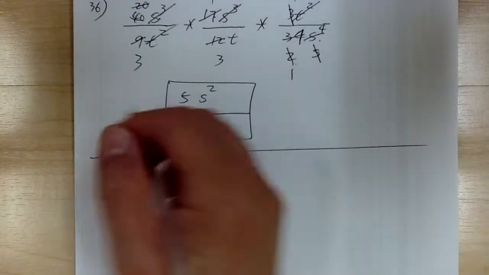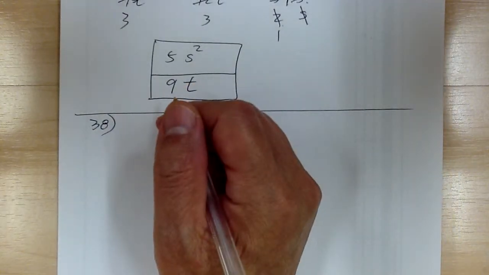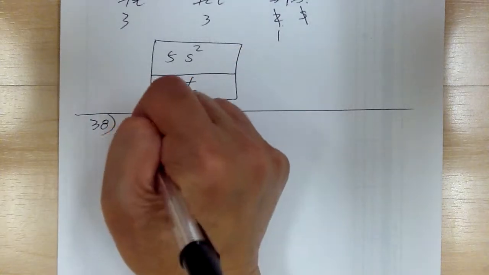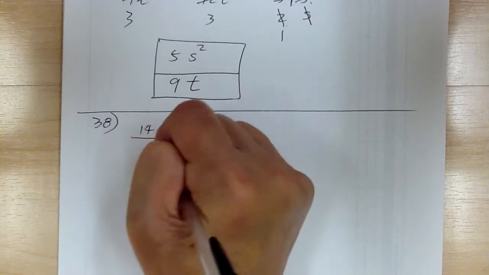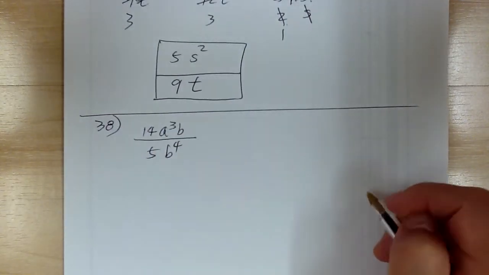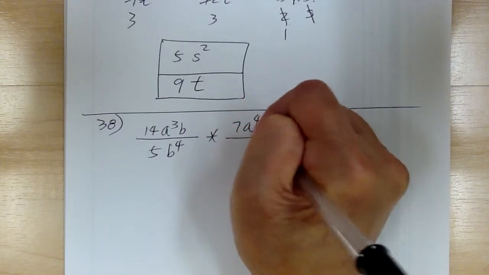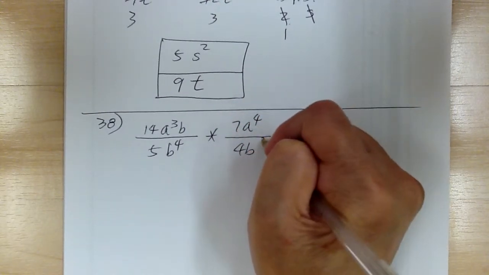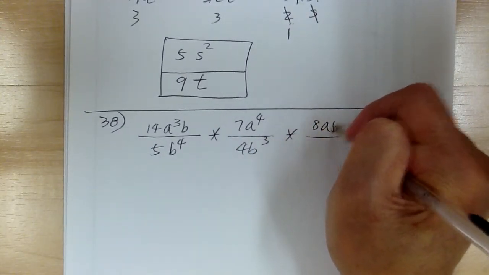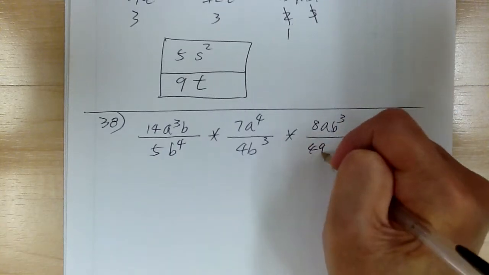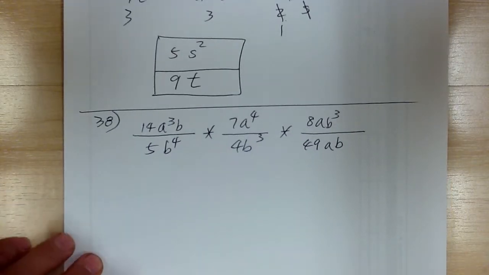Okay, let's go to number 38. You have 14a3b divided by 5b to the 4. Okay, next one is division, so change into multiplication and flip it upside down. And next one is multiplication, so don't do anything to it. Okay, so now we can go and start to cancel things out.